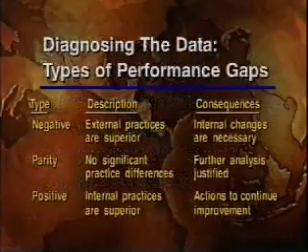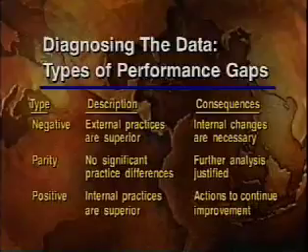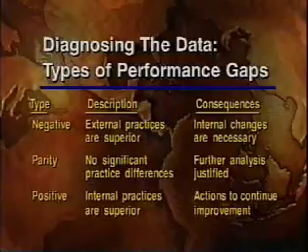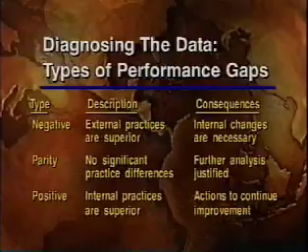Begin by tabulating the data you have gathered and determine if your partner is better than you. The delta between your performance and theirs is called the gap. And there will be three kinds of gaps. Negative, when the external practices are superior. Parity, where there is no significant difference between you and your partners. And superior, or positive, when your internal practices are the superior.